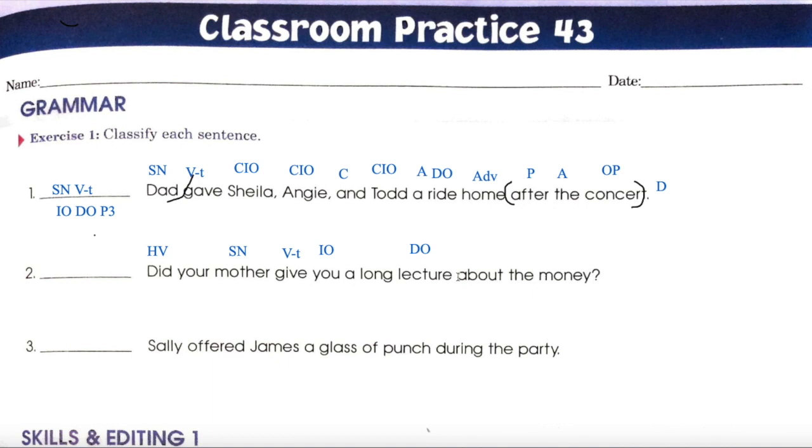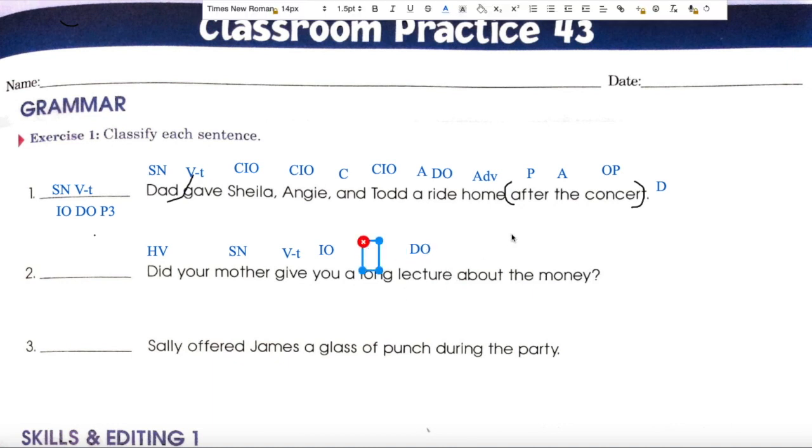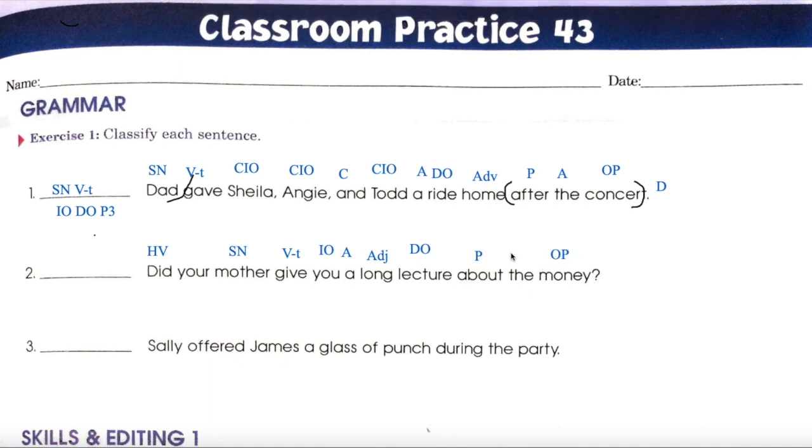What kind of lecture? Long. Long is describing the noun lecture, so it is an adjective. A, of course, is always an article adjective. About is always a preposition. About what? Money, object of the preposition. The word the is always an article adjective.